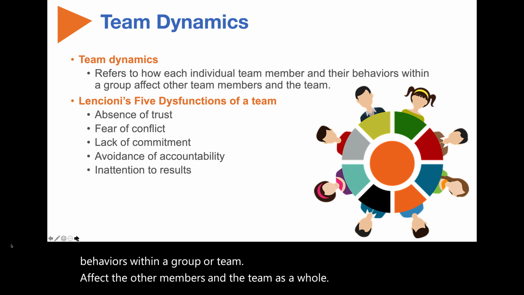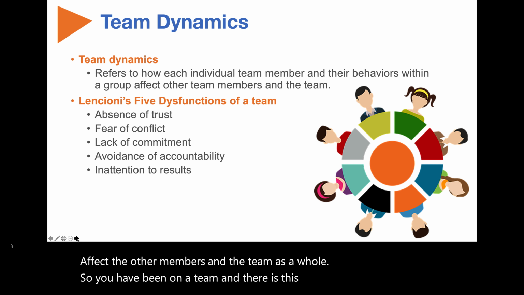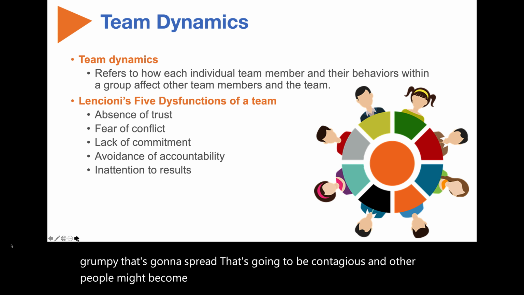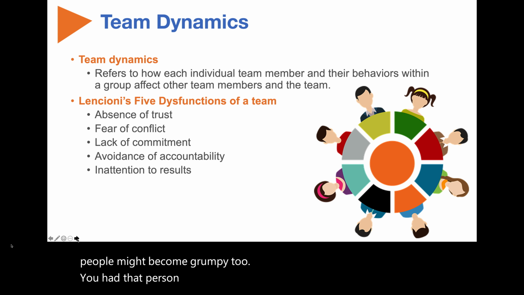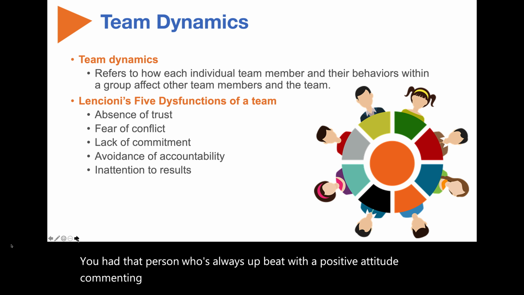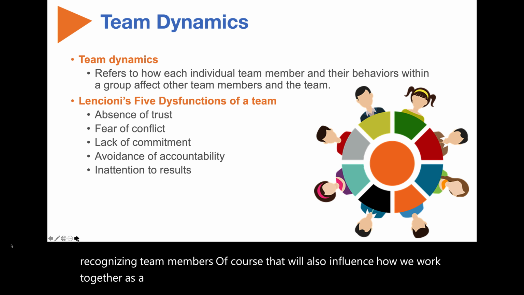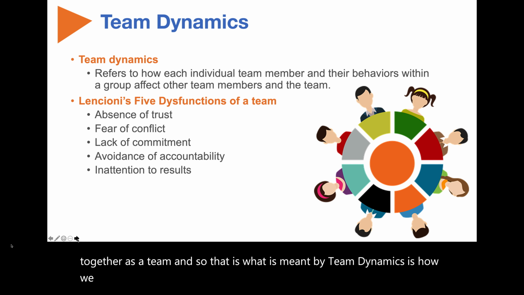So you have been on a team and there is this one person who's always grumpy. That's gonna spread. That's gonna be contagious, and other people might become grumpy too. You had that person who was always upbeat with a positive attitude, commenting on when the team did well, complimenting team members, recognizing team members. Of course, that will also influence how we work together as a team. And so that is what is meant by team dynamics, is how we and our behaviors influence other people on the team and then the team as a whole.